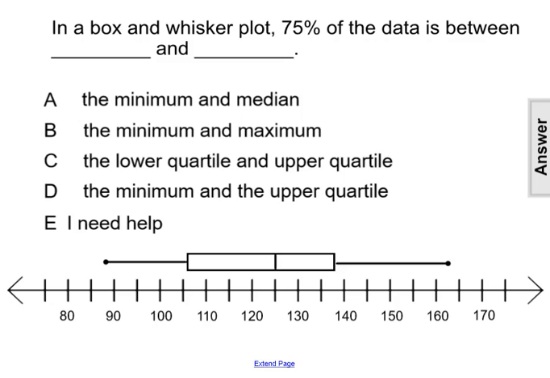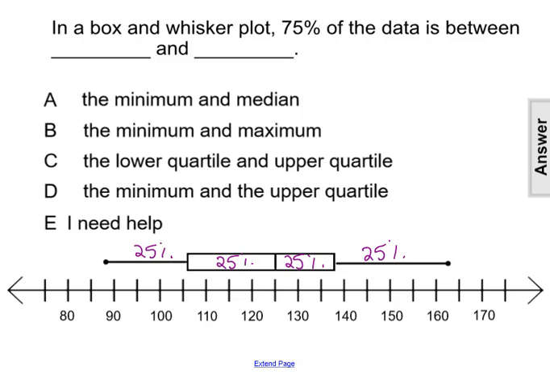In a box and whisker plot, 75% of the data is in between which two measures? So in a box and whisker plot, the entire box is 50% of the data, 25% of the data lies on either side of the median. Each whisker then represents the other 50%, 25% for each whisker. So if we're looking at 75% of the data, we can now test out which two measures it would be between.